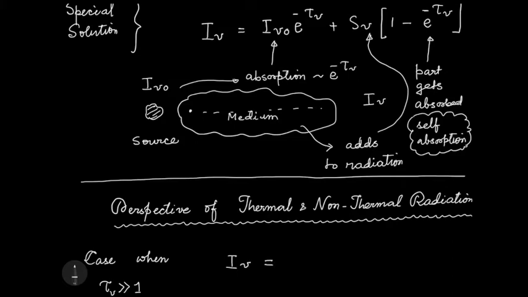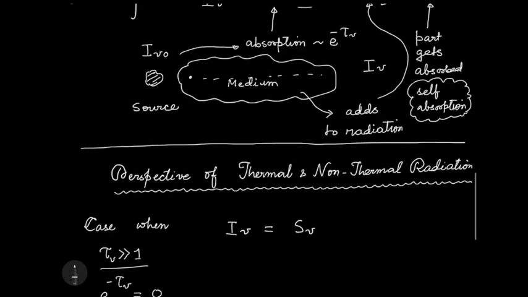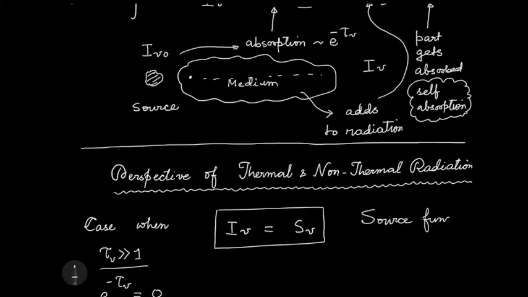So what happens to this equation? What is the I nu that I will get? I nu will be, you see, e to the minus tau comes here and it comes here. These two will be 0. What I will be left with is just S nu, the source function, which gives all the intensity.